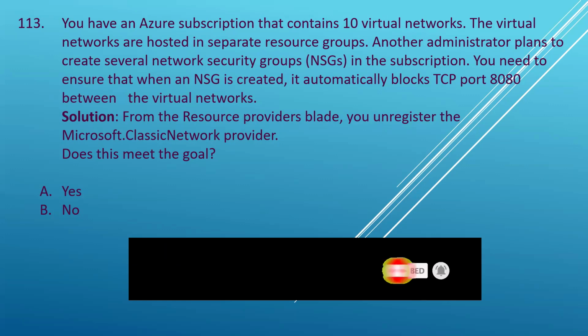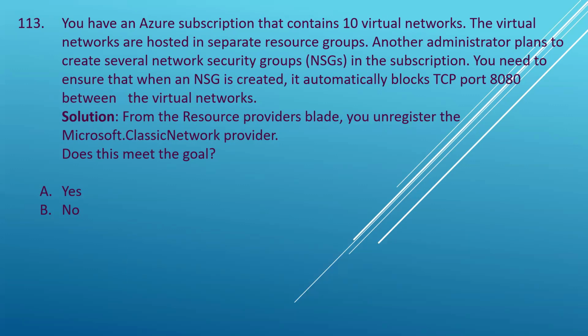Unregistering the Microsoft.ClassicNetwork provider from the resource providers blade will not meet the goal of automatically blocking TCP port 8080 between the virtual networks. In this case, you need to use a custom policy definition. You will create a custom policy definition here to achieve the goal. So, for example, if the solution had mentioned creating a custom policy definition, then you would have chosen yes, this solution will meet the goal.